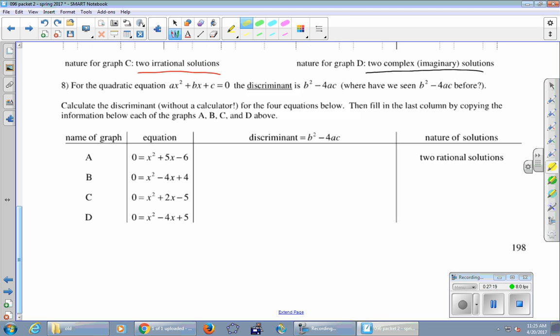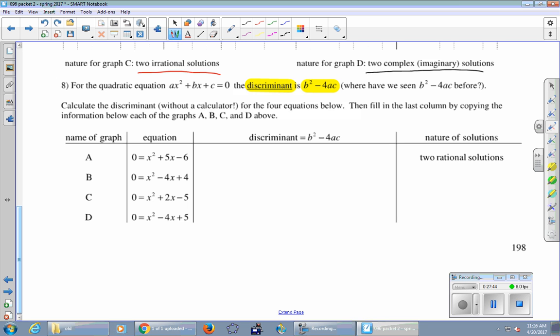Okay, we're going to define a brand new word here. It is called the discriminant. And the discriminant for our standard ax squared plus bx plus c equals 0 is b squared minus 4ac. Where have you seen exactly those letters, b squared minus 4ac? Where are they? They're in the radical in the quadratic formula. Not a coincidence. We're going to see why we care about the thing that's in the radical in the quadratic formula.